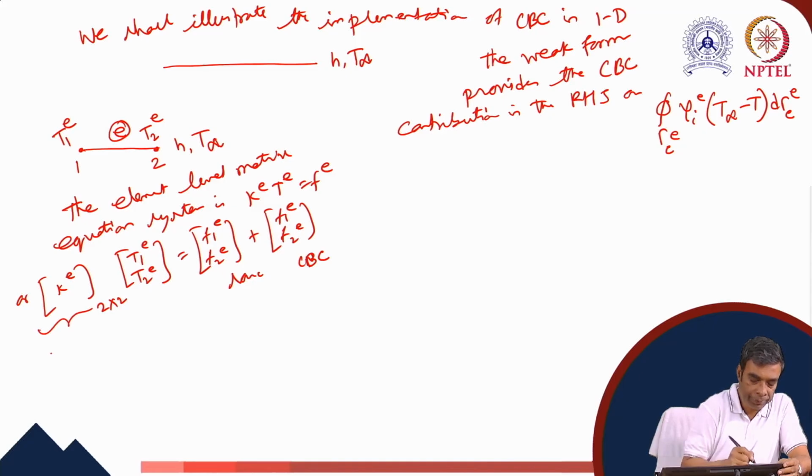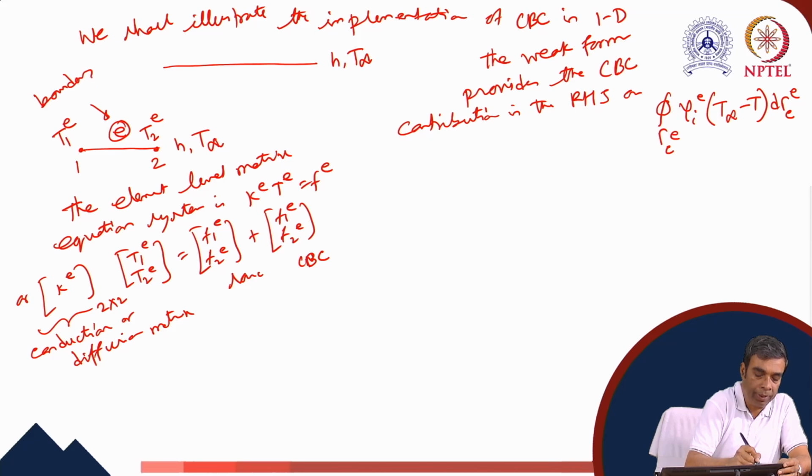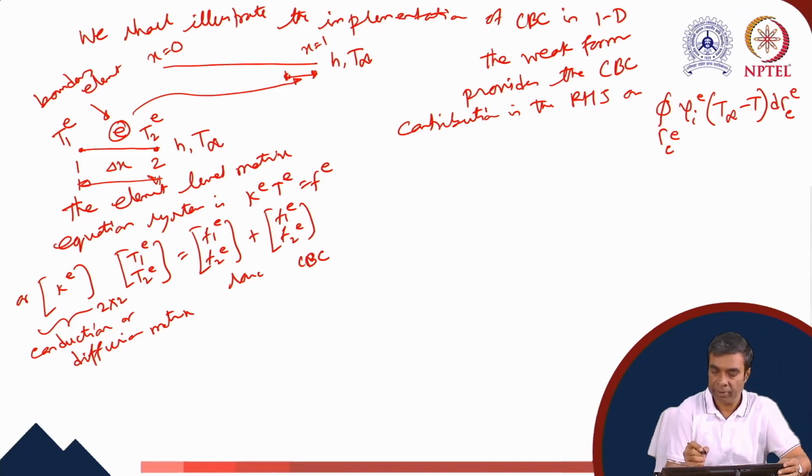Now, this is the conduction or diffusion matrix. This is a boundary element, which we have taken at the rightmost extremity of the domain shown. So this is x equals 1, for example, this is x equals 0, and this is the mesh size delta x.